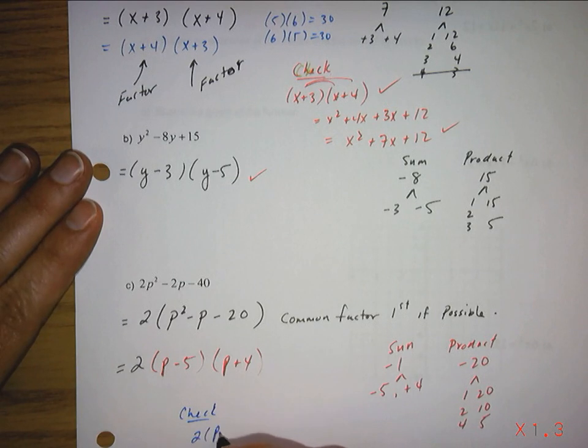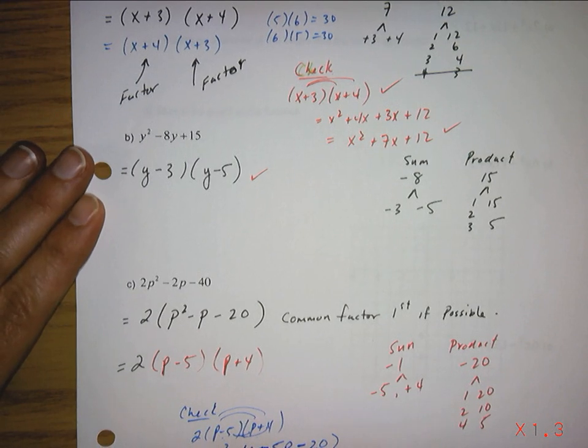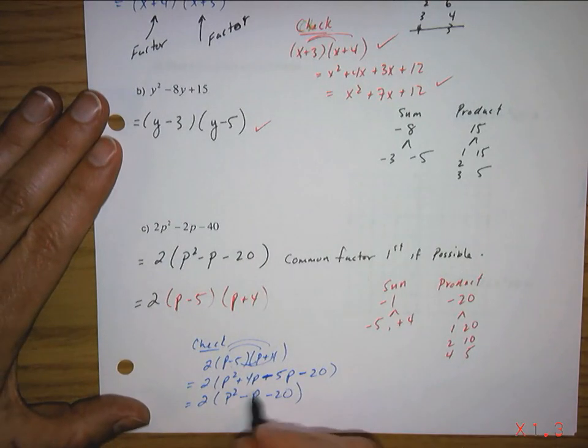Let's do 2, p minus 5, p plus 4. So I'm going to multiply these two together first. I think it's easier. So it'll be p squared plus 4p, negative 5p, negative 20. What I did was I expanded that out. It's going to be p squared minus p minus 20. We now take the 2 in. You can't see what I'm doing. I'll bring that up a little bit. We'll take the 2 into each of the terms, and it's 2p squared minus 2p minus 40.